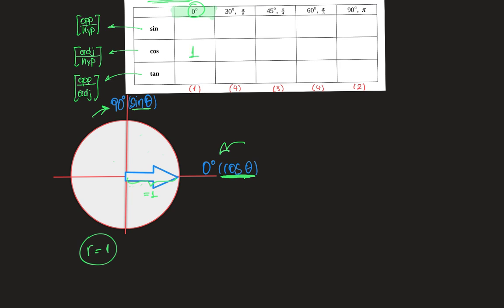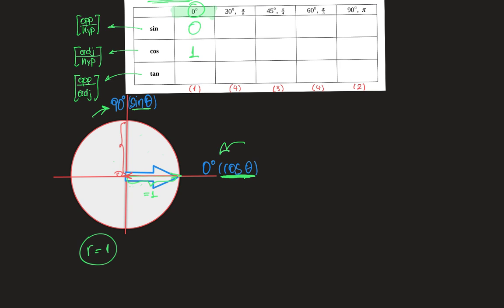Then we're going to move on to sine theta. And the sine theta is the projection on the y-axis. And because there's no angle at all, it's 0 angle, the projection on the y-axis essentially just goes back into 0. Therefore, we have no projection along the y-axis, and therefore the sine of 0 degrees is equal to 0.